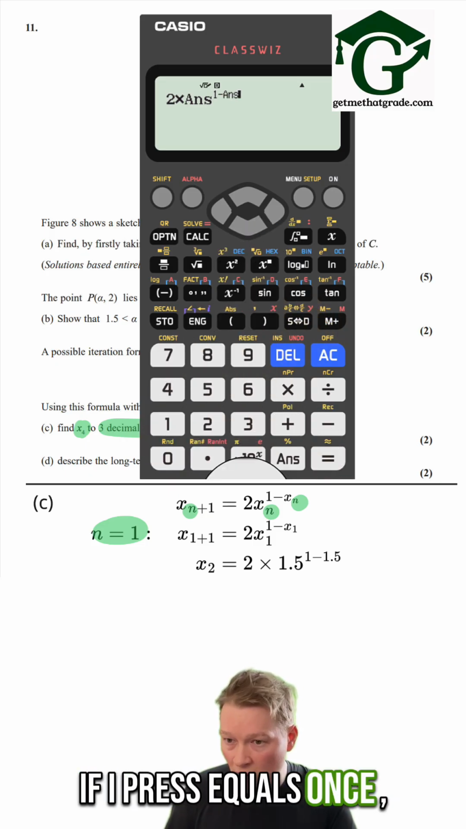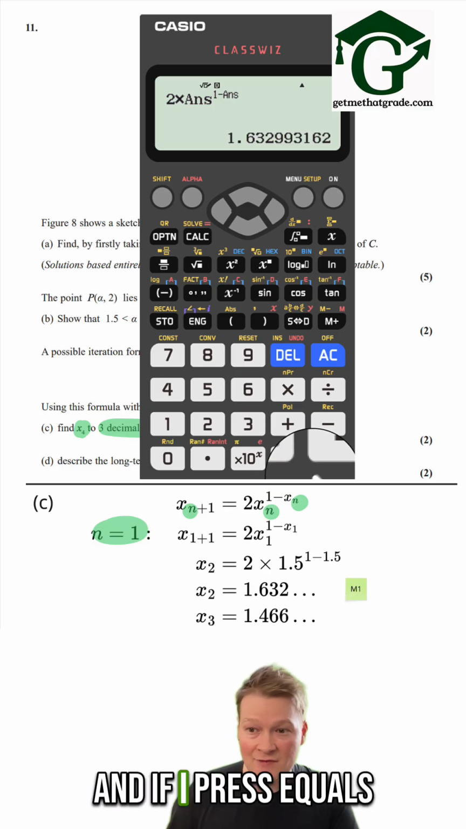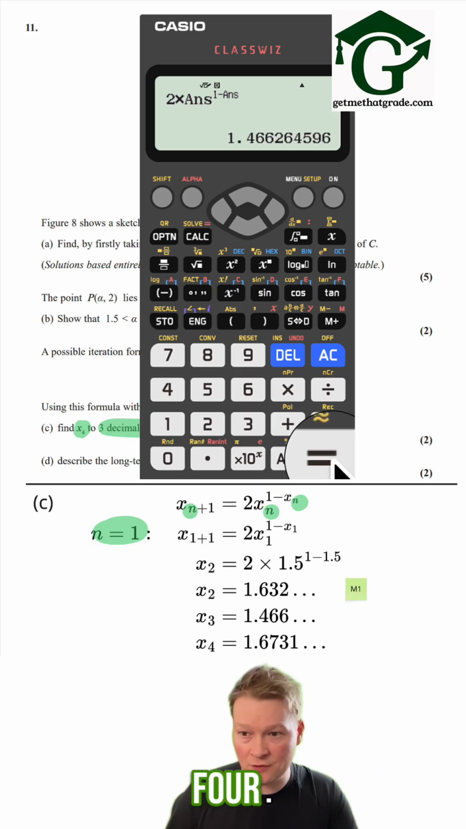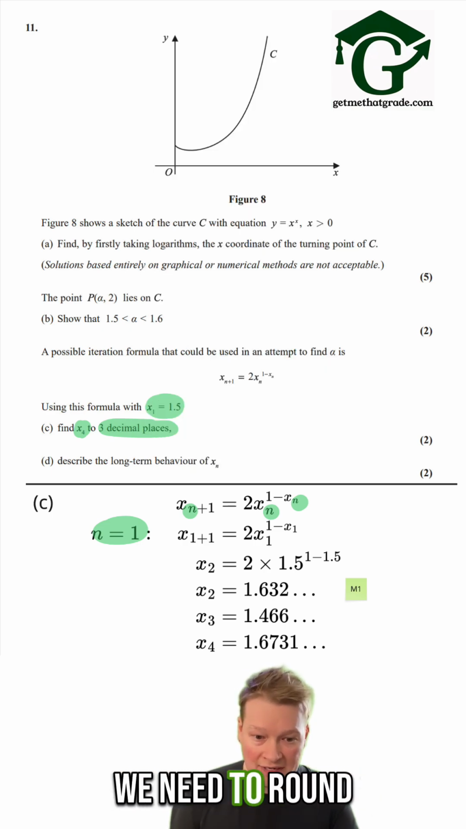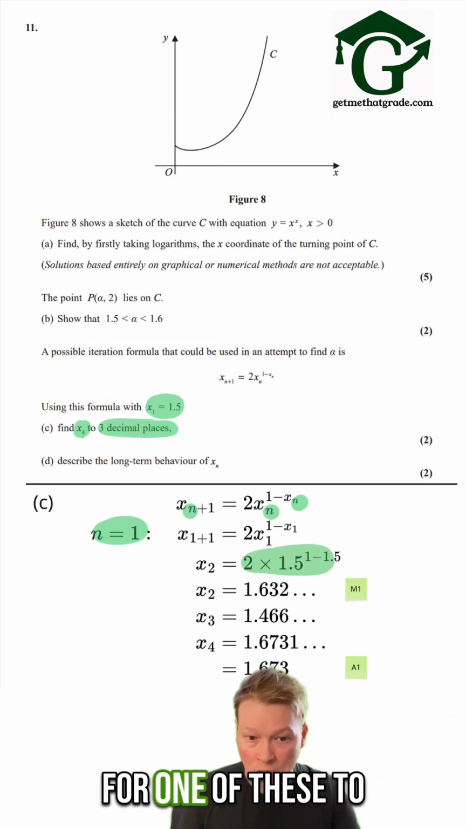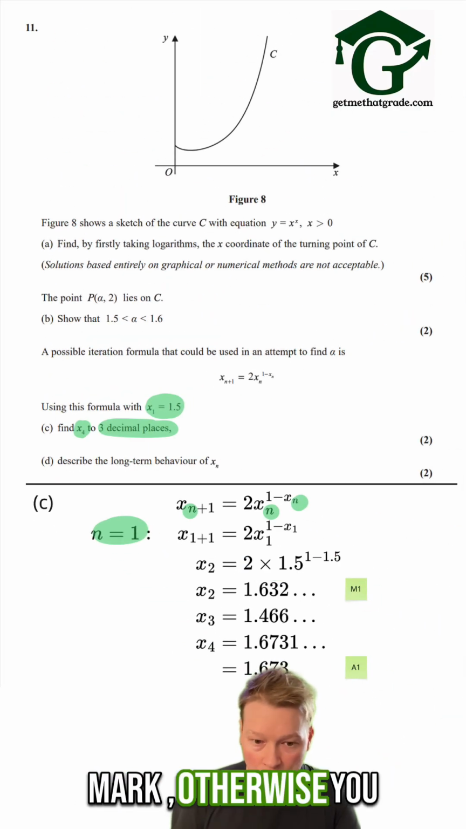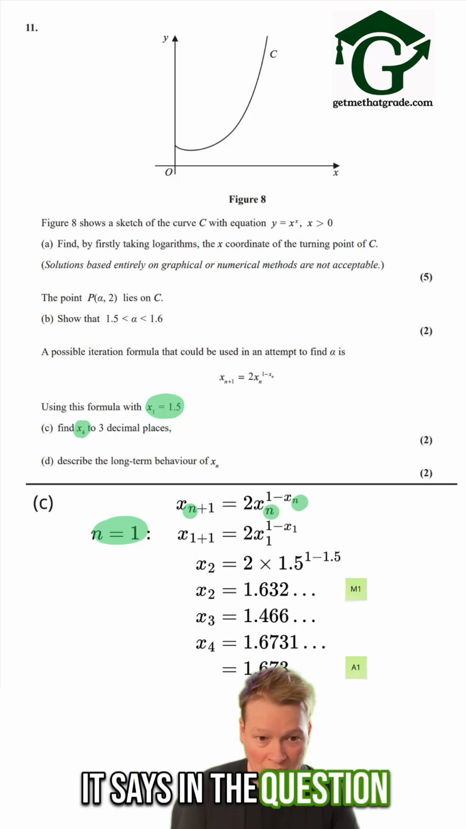If I press equals once, that gives me x2. If I press equals again, that gives me x3. And if I press equals again, that gives me x4. So you can just write each of these values down. Don't forget, at the very end though, we need to round correct to 3 decimal places. So you only need to show the working out for one of these to score the method mark. Otherwise, you can just write down each of the answers. Just make sure you round appropriately, as it says in the question at the end.